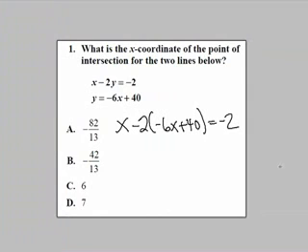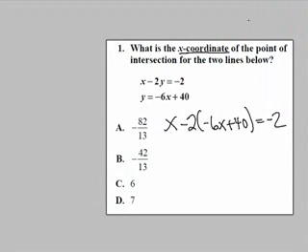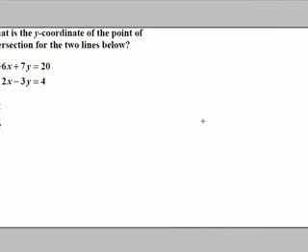Now what you have here is a linear equation in terms of one variable, which you should be able to solve to get your answer. Once again, the problem is asking for the x-coordinate only, so you don't have to find the y-coordinate, just find the x-coordinate. Once you solve this equation, it will give you the x-coordinate. Okay? Let's look at question number 2.